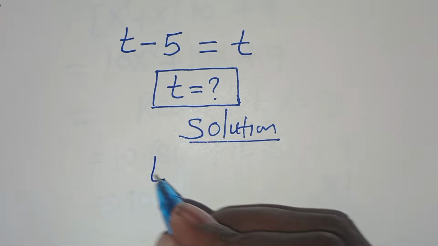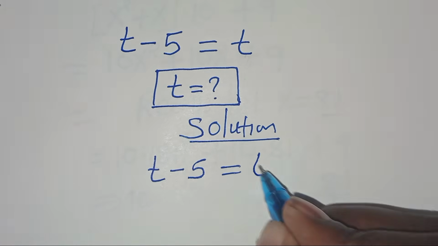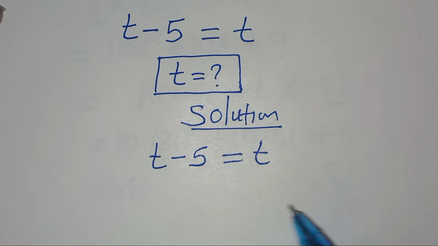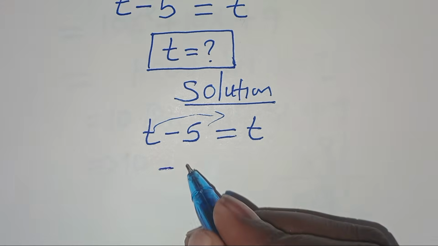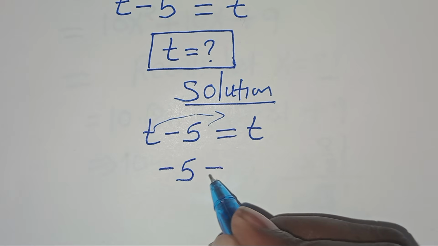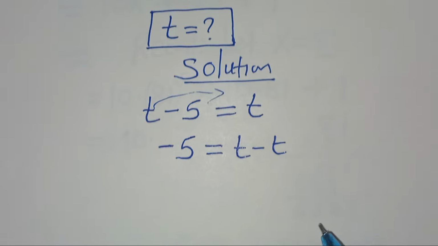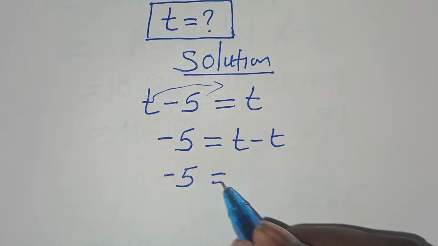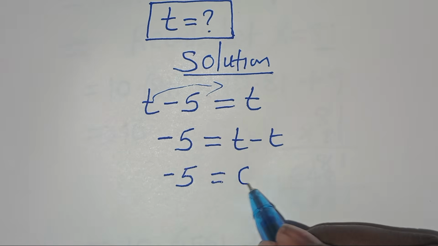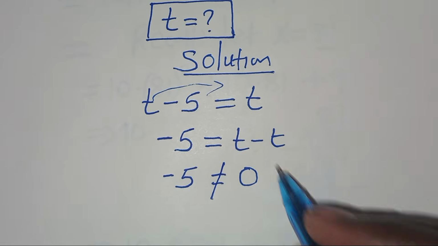So we have t subtract 5 equal to t. Now let's take t on the right hand side from here. So this means we have minus 5 equal to t subtract t. Now this implies that minus 5 is equal to t minus t, which is equal to 0. And this implies that minus 5 is not equal to 0.